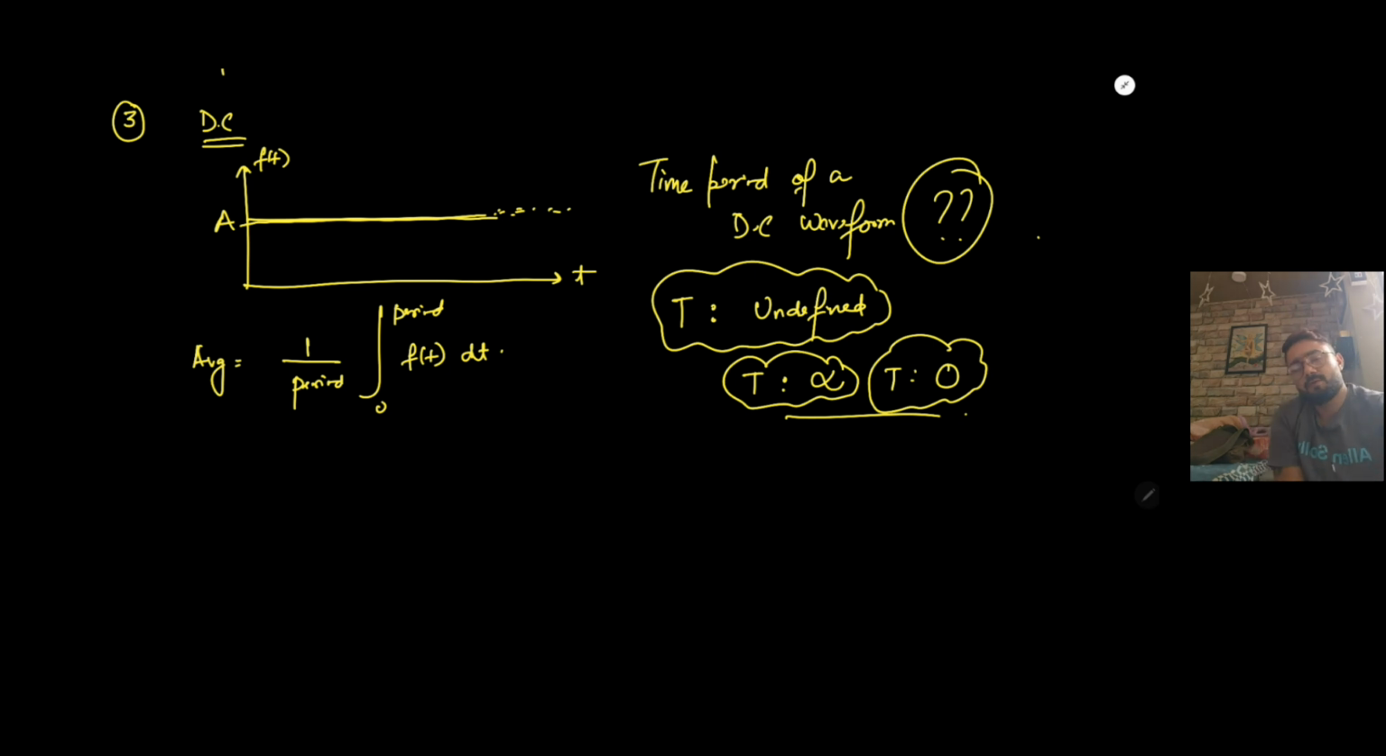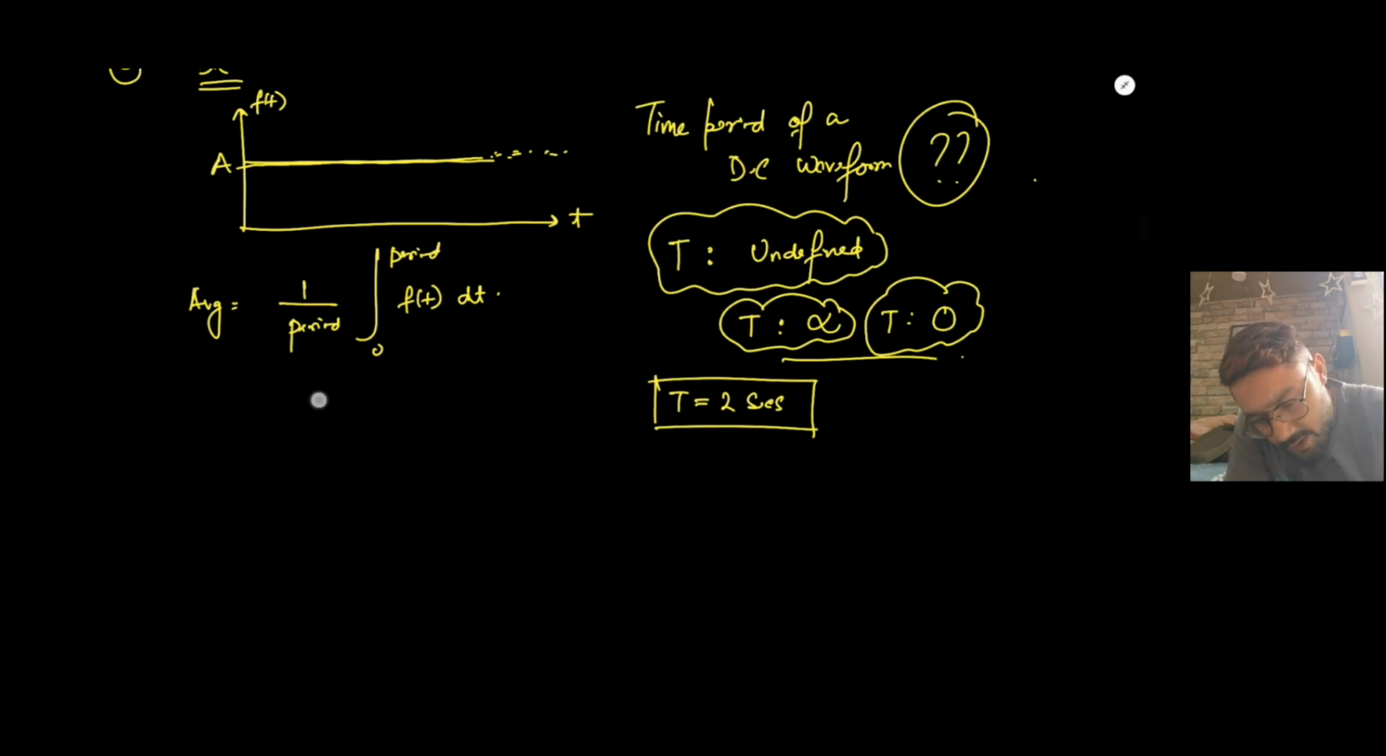So which is true? Which one to consider? See, actually the time period is undefined. Basically it means we don't know what the value of T is. So for the time period of a DC waveform, you can take any value of your choice, and it will hold good. Let's suppose I'm saying that the time period of a DC is 2 seconds. Let's consider 2 seconds and see. When I say the time period of a DC is 2 seconds, it means that every 2 seconds the waveform repeats itself.